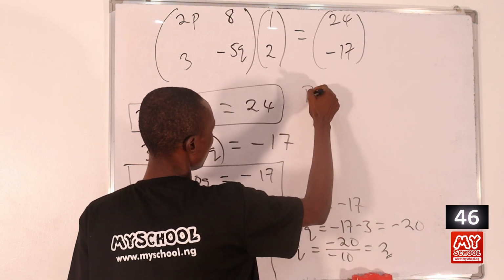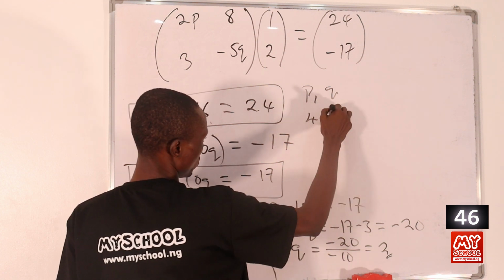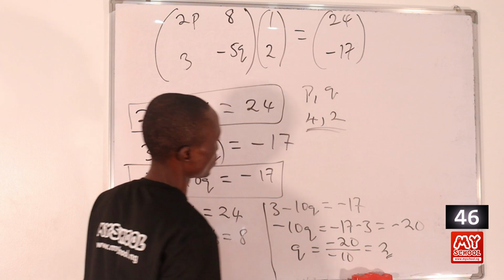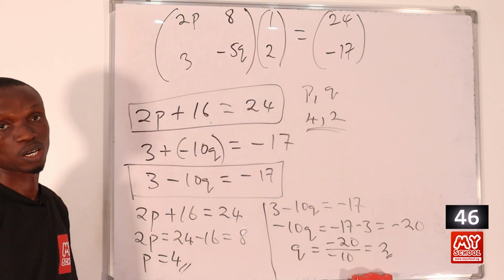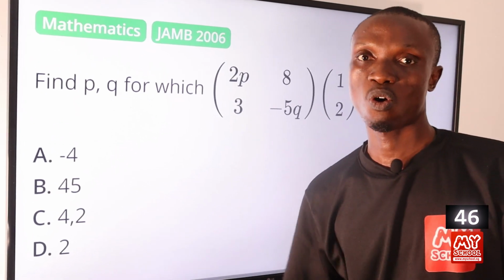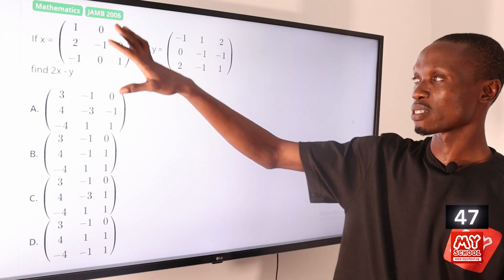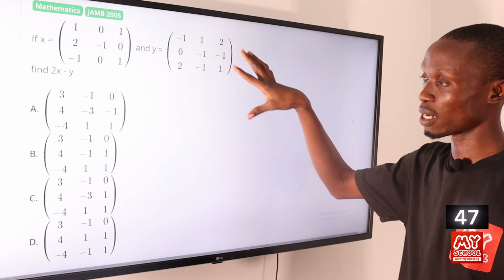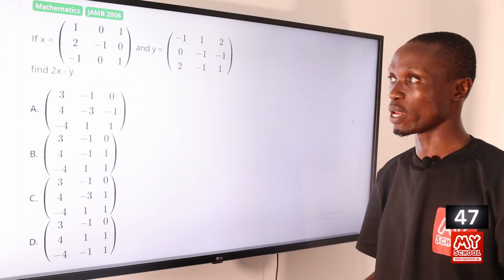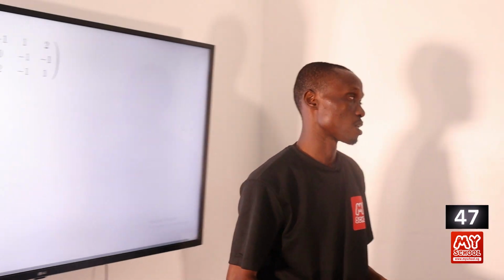Okay, so the value of p is equal to 4, while the value of q is equal to 2. So let's return back to the screen to pick the correct answer to this question, and that is option C, 4 and 2. Question 47. If matrix X has this element and matrix Y has this element, now we should find 2X minus Y. So let's move over to the board to provide the answer to this question.